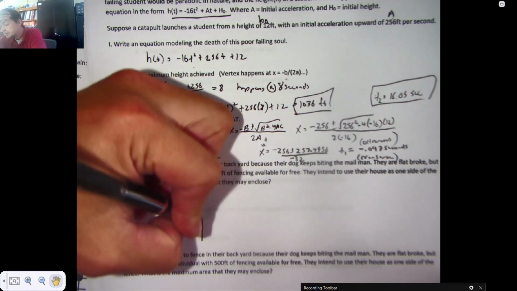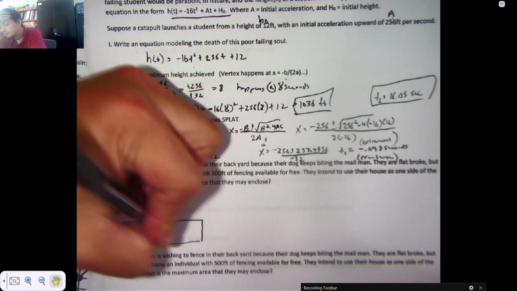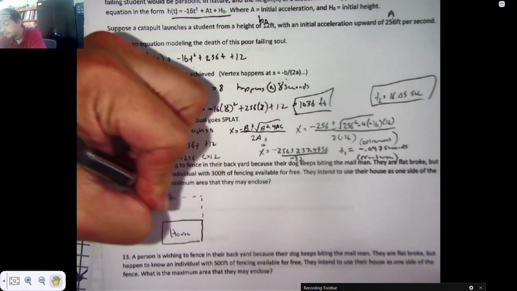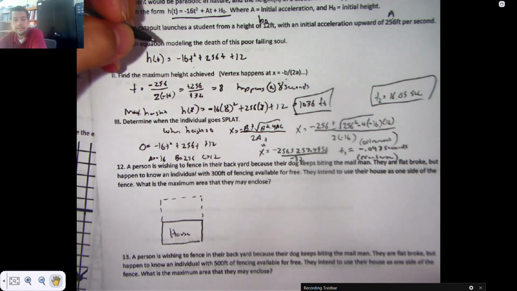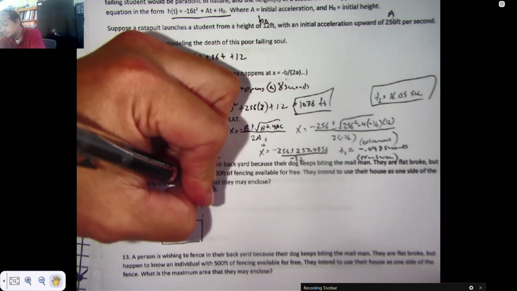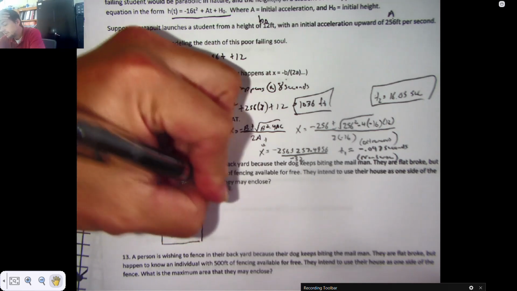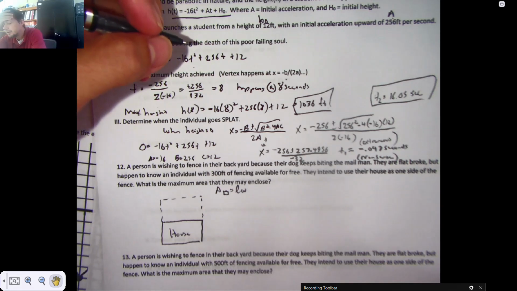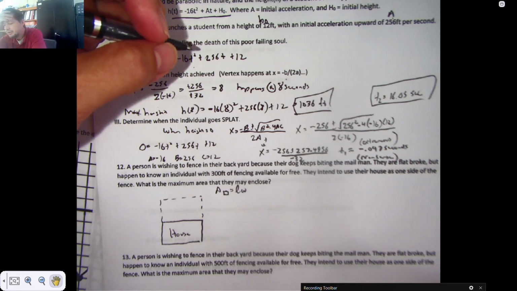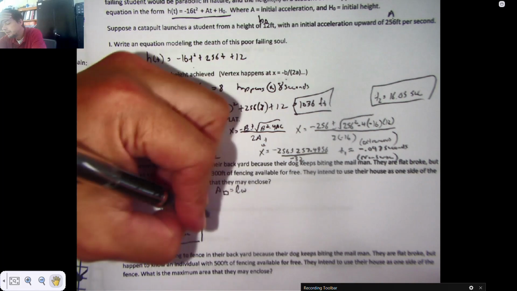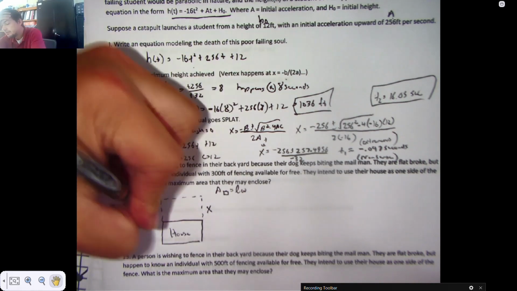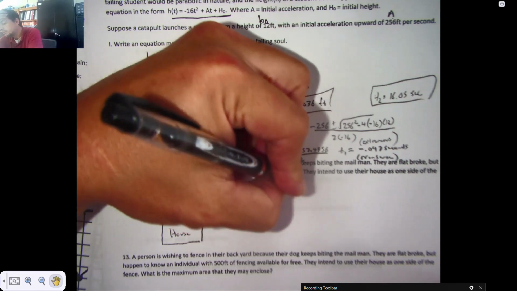So you have a house, and you're going to build a fence in your backyard. You can use the house as the fourth side. So it's a rectangle, and the area of a rectangle has always been length times width. Got to know that, all right? You have 300 foot of fencing available for free. The traditional way of doing this is to call the width x. We let the width be x.